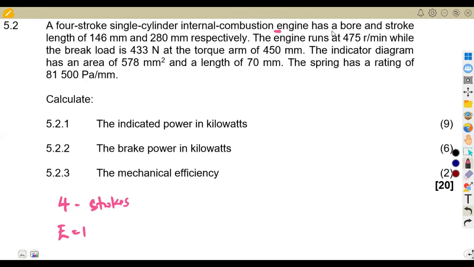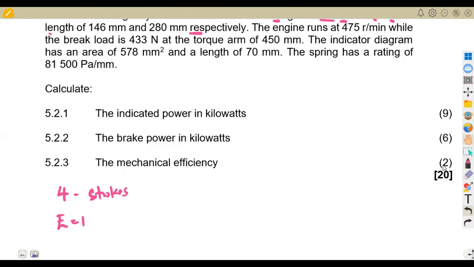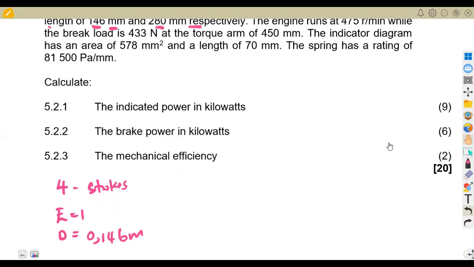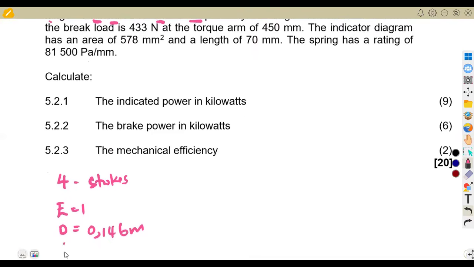The internal combustion engine has a bore and stroke length, respectively. The bore, that is the diameter, in millimeters, convert it to meters. That is divide by 1,000. That will be 0.146 in meters. The stroke length, 280 millimeters, converted to meters, divided by 1,000, will be 0.28 in meters. So this is about the cylinder.